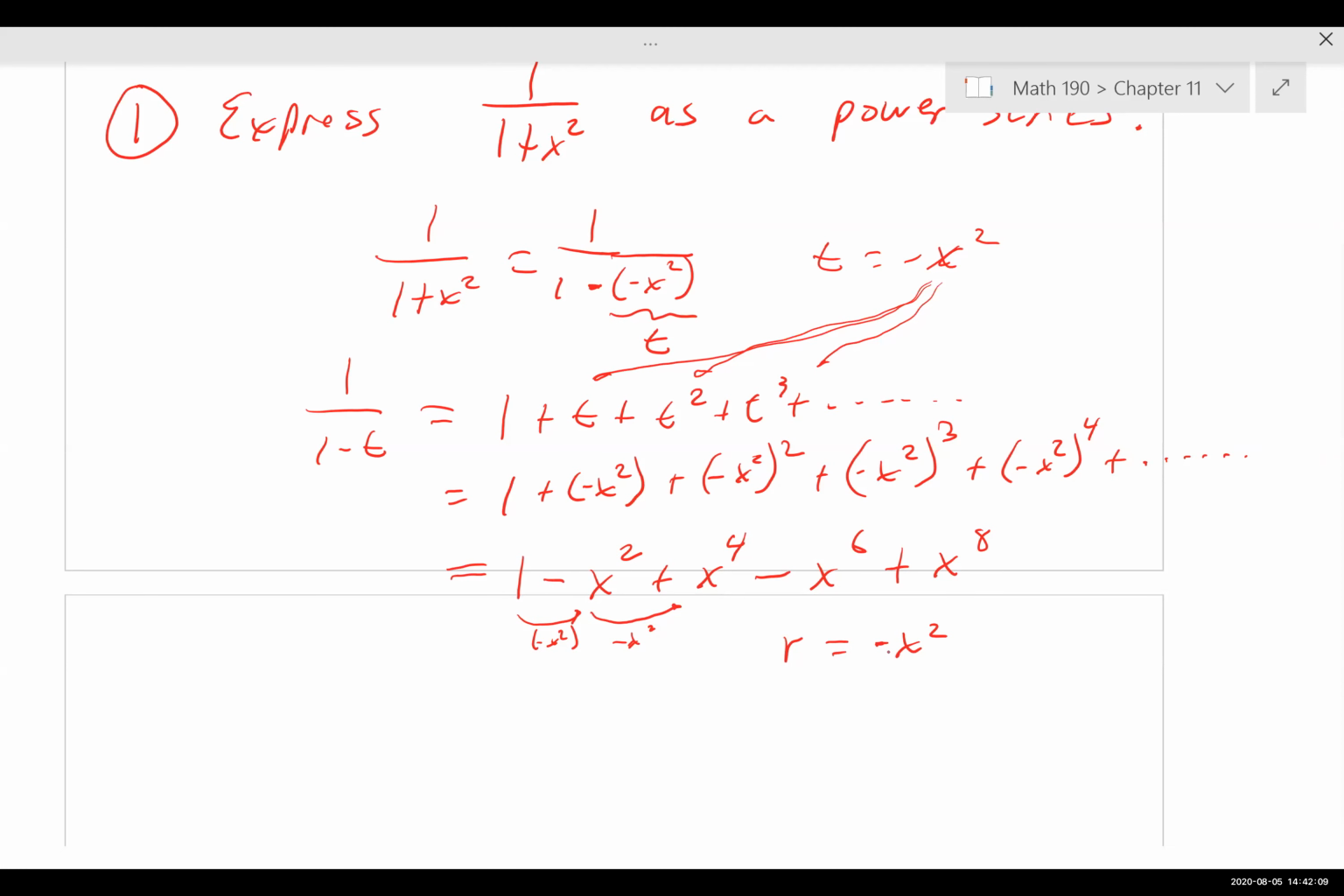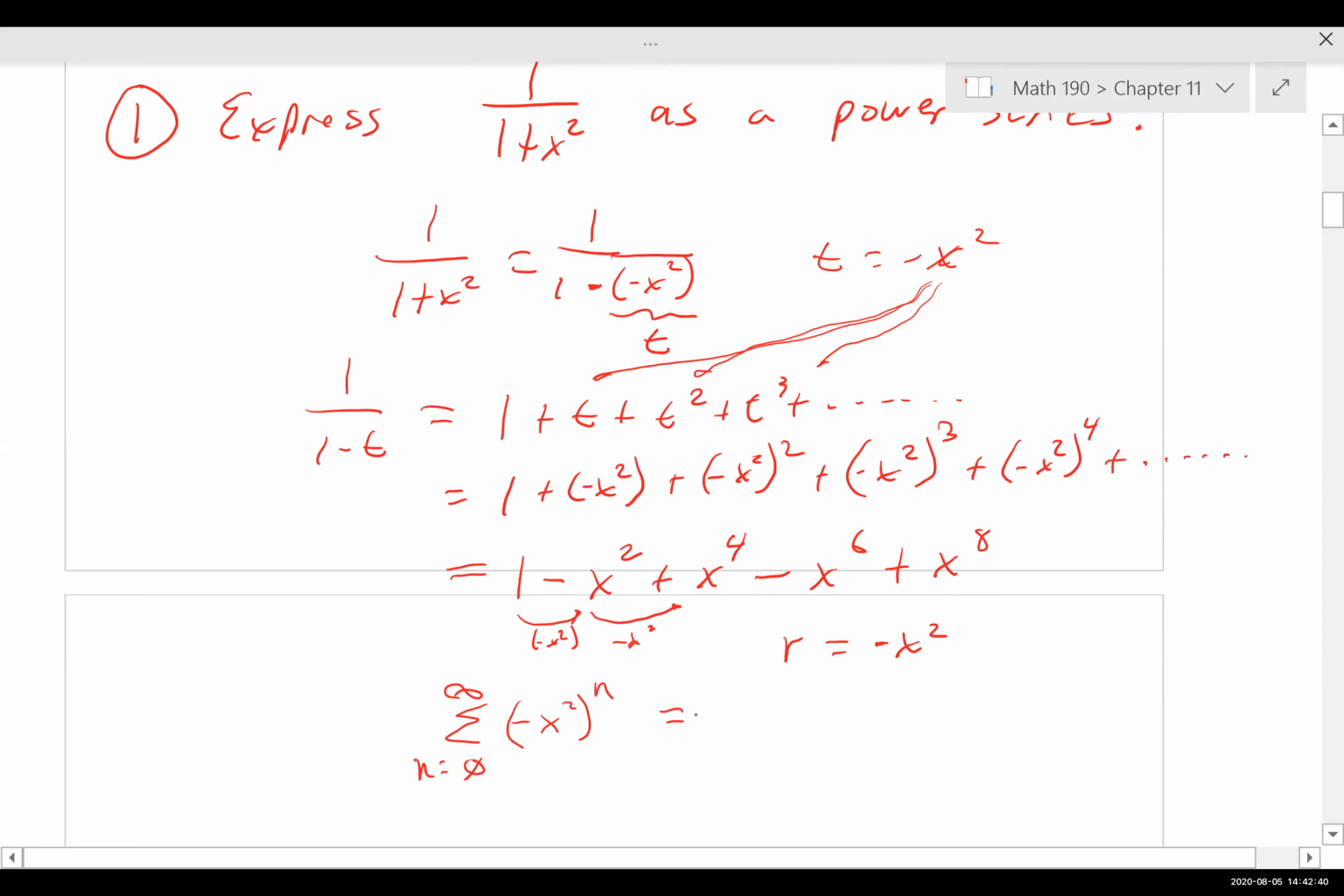Well, let's express this thing as a series. How would we express this as a series? Just think of it as a geometric series, right? So the summation of negative, negative what? Negative x squared to the nth power, as n equals 0 to infinity.